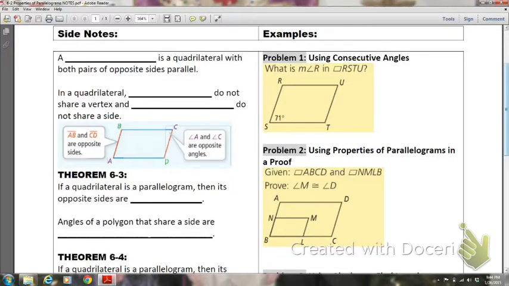In this lesson, you'll learn about the properties of parallelograms. The objective is to use relationships among the sides, angles, and diagonals of parallelograms. So what is the definition of a parallelogram?